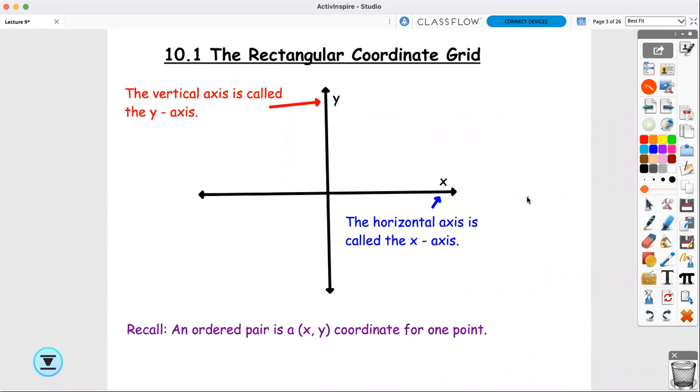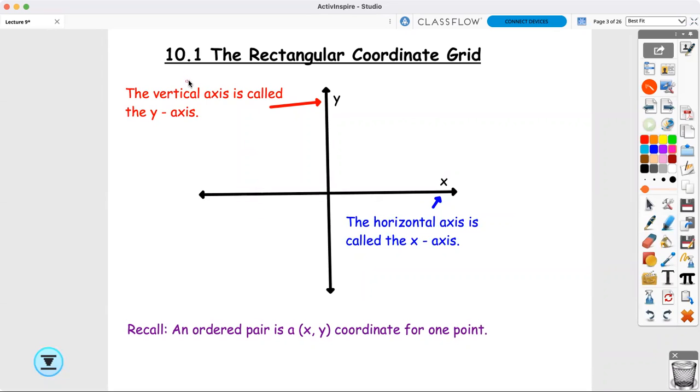All right. 10.1, guys, the rectangular coordinate grid. That is the college or advanced way. It's actually what it's really supposed to be called, but high school teachers kind of just call it the coordinate grid or graphing grid. But it is actually called the rectangular coordinate grid.